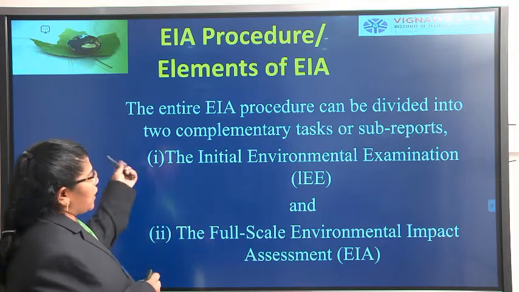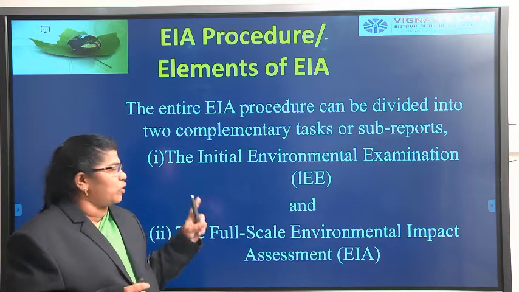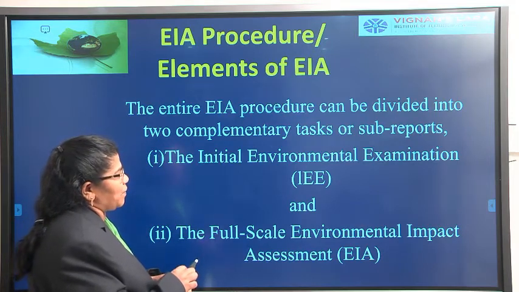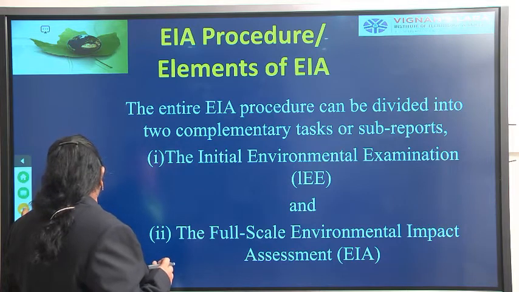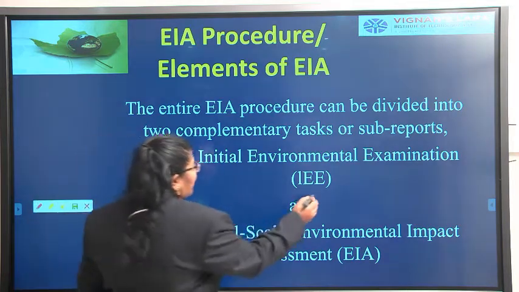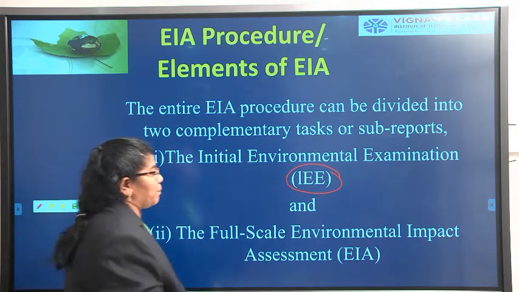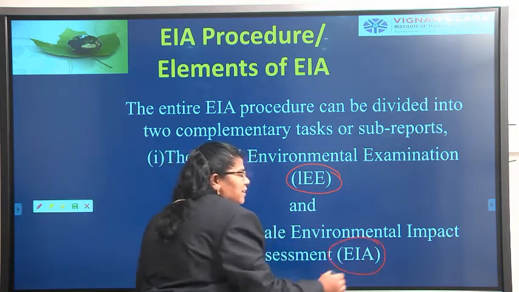Okay. So the entire procedure is taken in two steps. The one is the initial environmental examination. We call it as IEE. The next one is the full scale environmental impact assessment. We call it as EIA. This is the major thing.